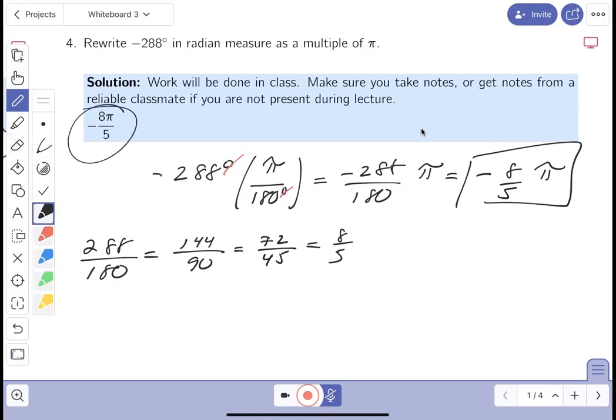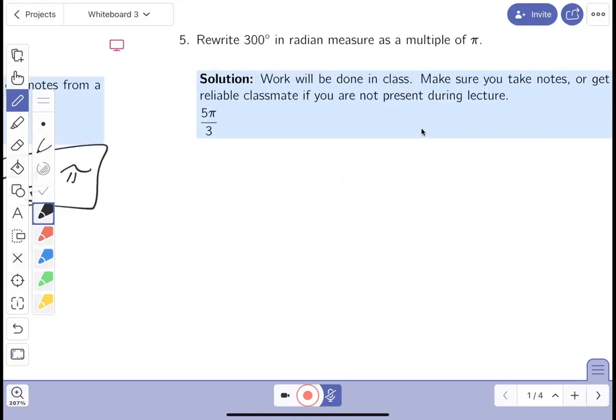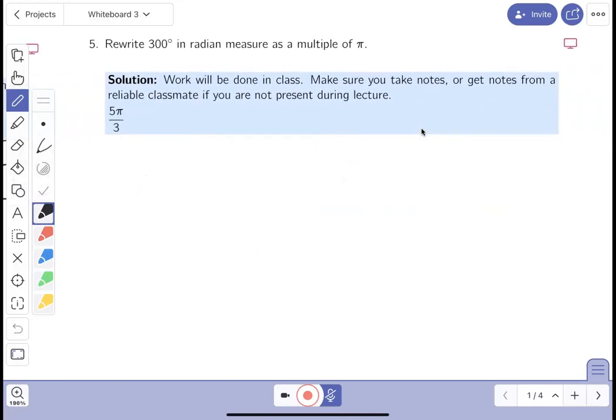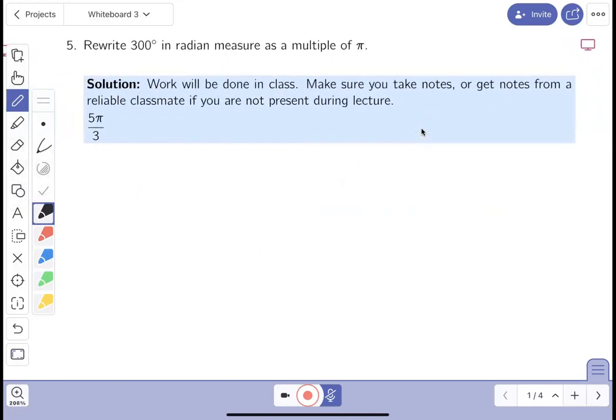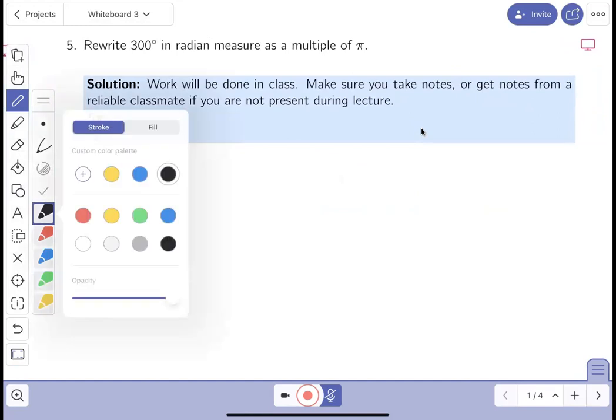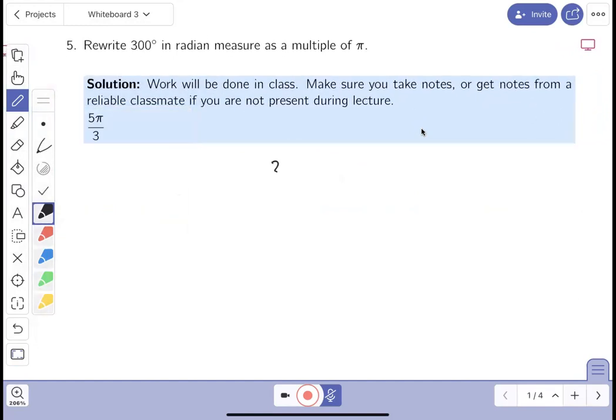It's right over there. All right, let's go to the next question. And number 5, relatively simple question. I really mean that. It's basically saying, can I rewrite the 300 degrees as a multiple of pi? Well, we just did something like that, right? These are kind of warm-up questions. It's going to be pi over 180 degrees. I'm going to say degrees cancel off. And what do you get?